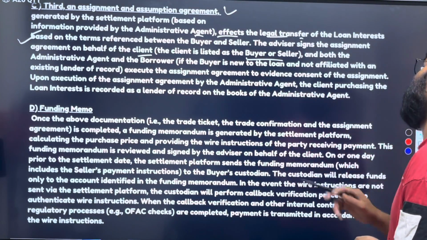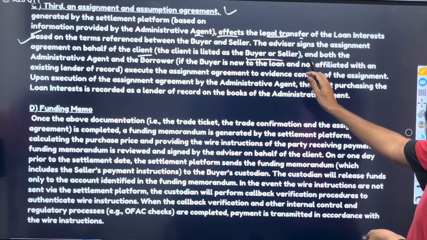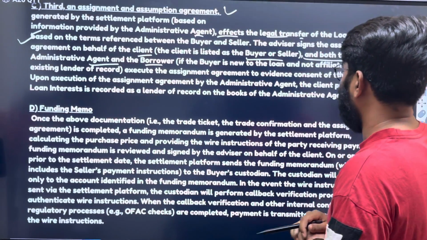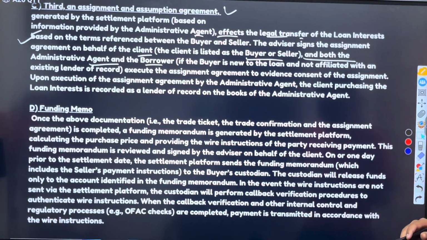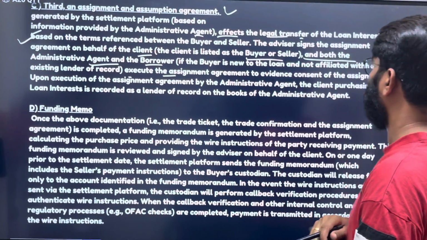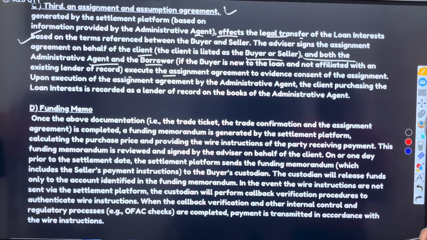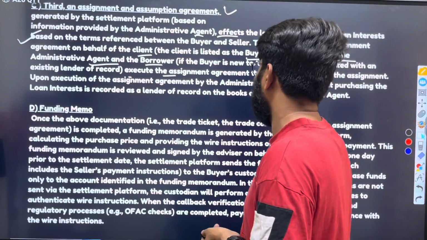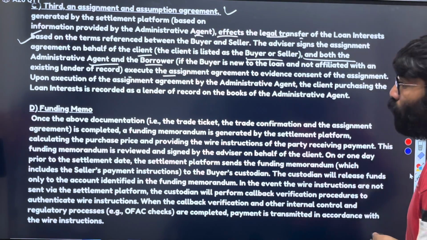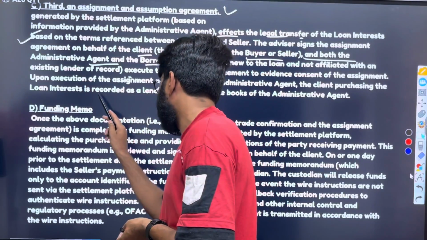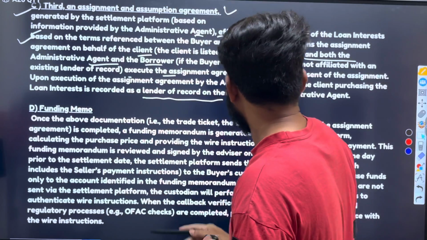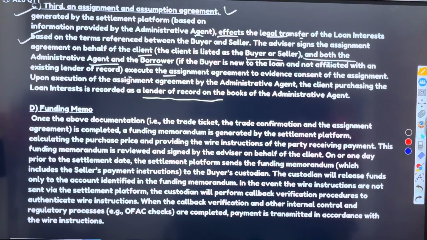See, always when we talk about clients, it means buyer and seller. Both the administrative agent and the broker, if the buyer is new to the loan and not affiliated with an existing lender of record, then execute the assignment agreement to evidence consent of the assignment. Upon execution of the assignment agreement by the administrative agent, the client purchasing the loan's interest is recorded as a lender of record.